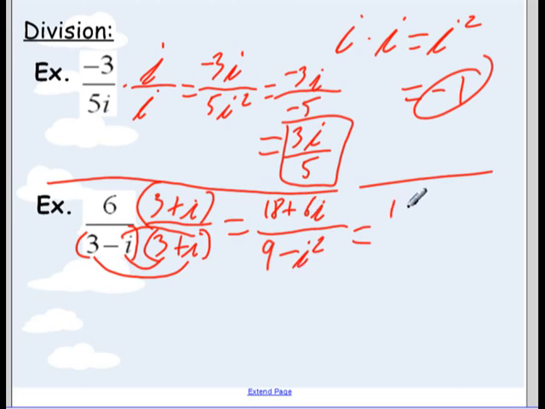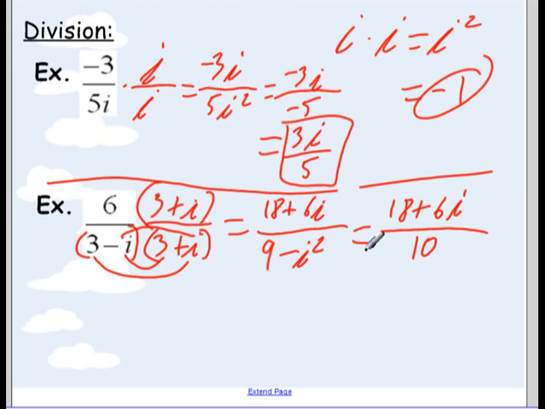Okay? So on the top, I have 18 plus 6i. On the bottom, i squared is -1. So this becomes 9 minus -1, which is 9 plus 1, which is 10. Notice my denominator is now rational. No more i's in the denominator. Yay! But wait, there's more.